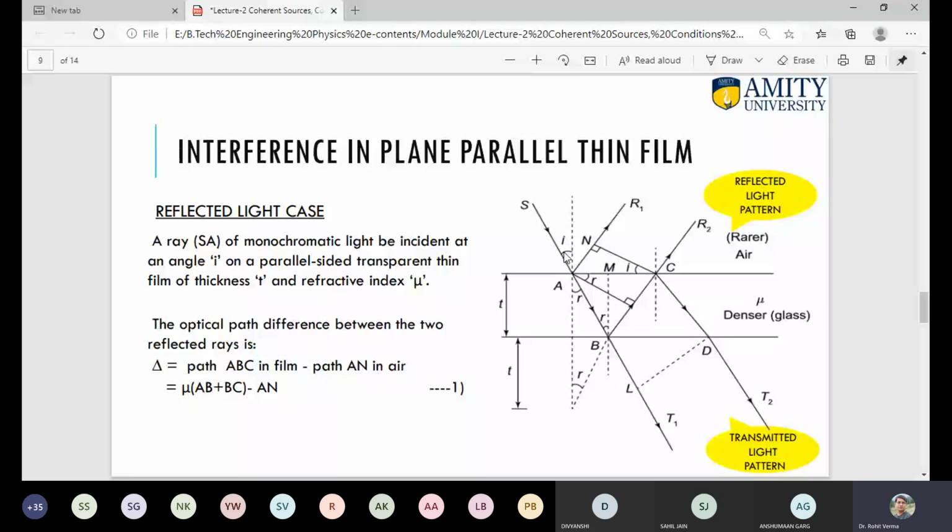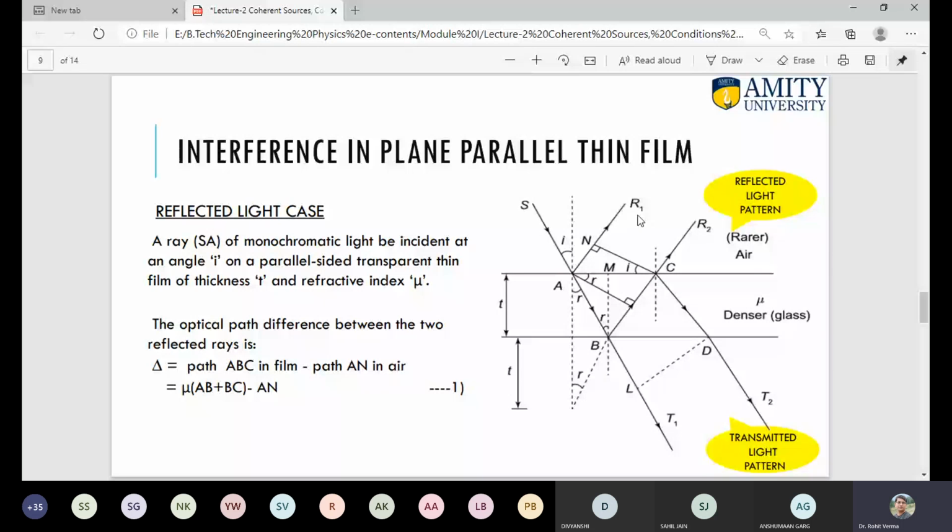So in order to determine the conditions of constructive interference and destructive interference, we have to firstly determine the path difference between the two interfering rays. If you see the path traversed by the rays R1 and R2, ray R1 is traversing the path AR1. But the second ray is traversing the path AB, then plus BC, and then CR2.